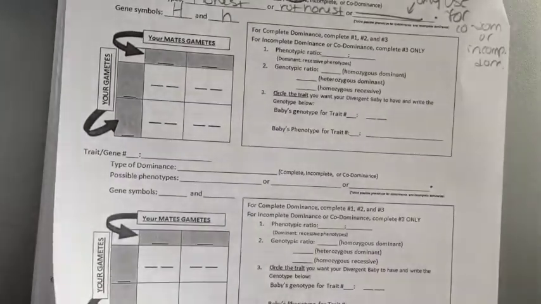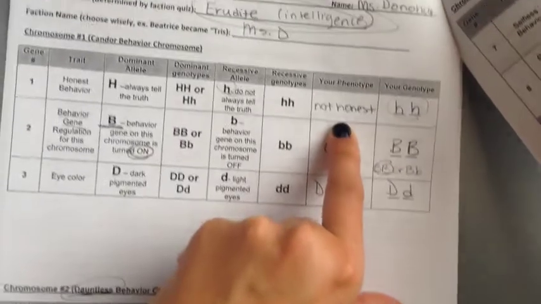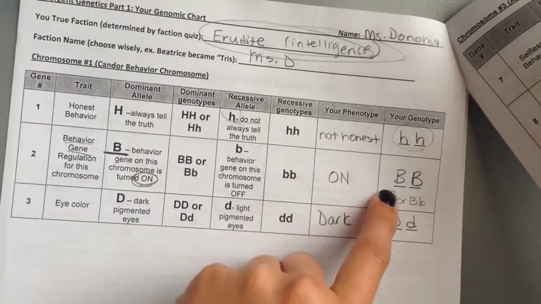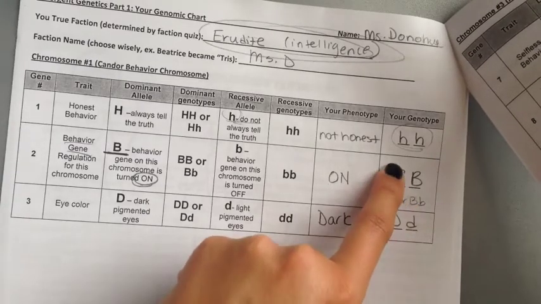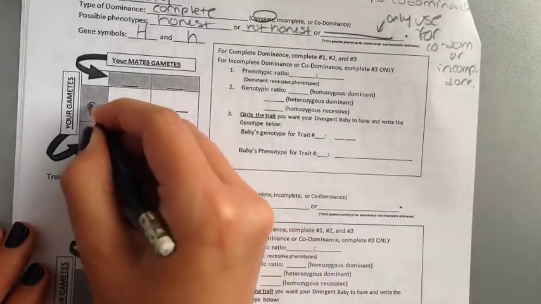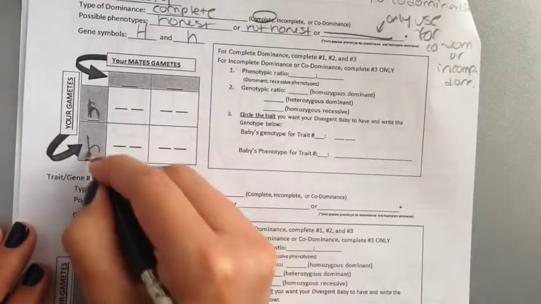Now I believe for my honesty, what I had was, let's see, I was not honest. If you look over here, okay, this was my genotype, little h, not honest, but I did have that turned on. So big B, okay, and not honest. So what we're going to do over here for honesty, I was not honest. So I have the 2 little h's.